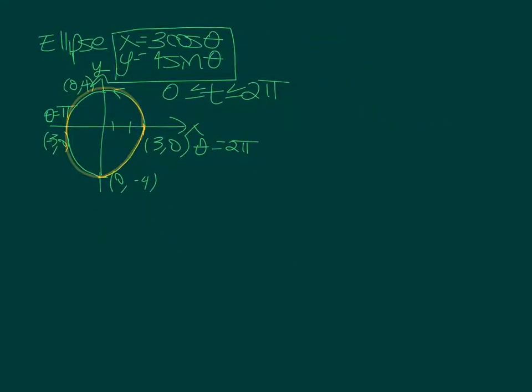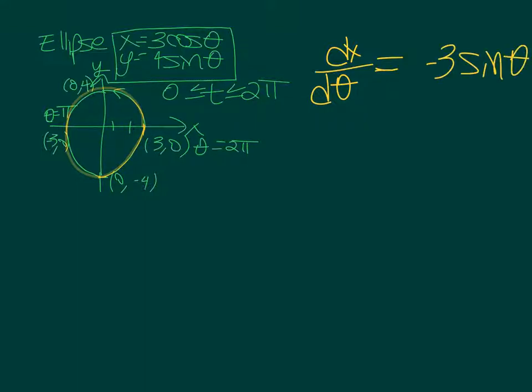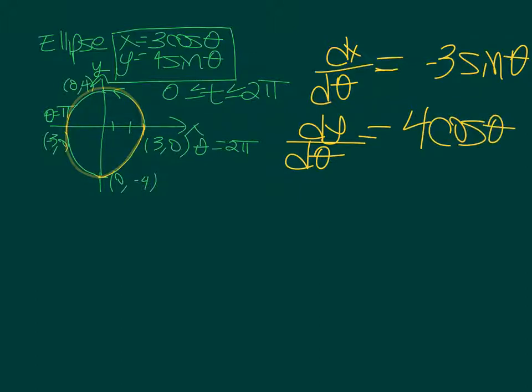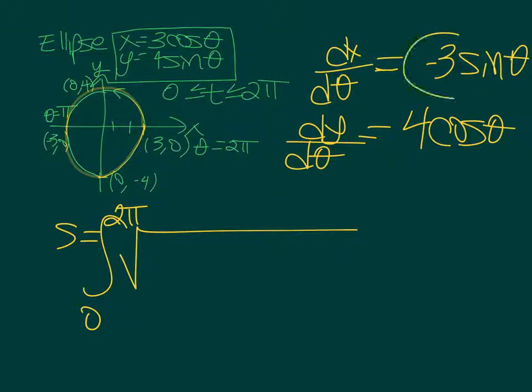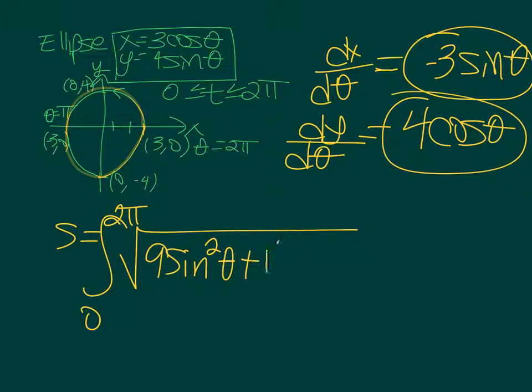So we need dx/d theta. That's the derivative of x with respect to theta. That's negative 3 sine theta. And we need dy/d theta, which is the derivative of 4 sine theta, so that's 4 cos theta. And the arc length is going to be the integral from 0 to 2 pi of the square root of this squared, so that becomes 9 sine squared theta, plus this squared, that's 16 cosine squared theta, d theta.